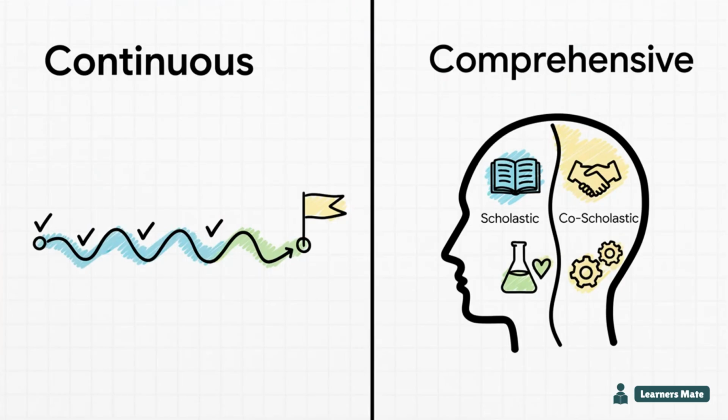And we can kind of pull this apart into 2 main ideas. The continuous bit means that assessment is happening all the time, during class, as you go, and also at the end of a unit. And the comprehensive bit, this is huge. It means we're looking beyond just academic subjects, the scholastic stuff, to include things like life skills, attitudes, and creativity, the co-scholastic side of things.